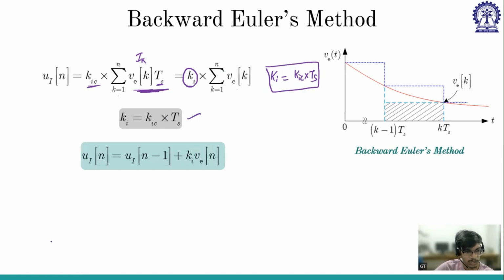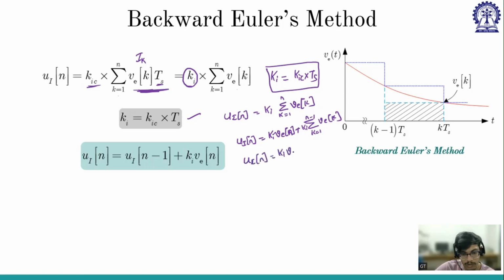Now let me do something. Say UI of n is Ki into summation of k equals 1 to n of V of k, right? So what I will do, I will take one term outside. UI of n is equal to Ki into V of n plus summation of Ki into V of k from k equals 1 to n minus 1. So I have brought the V of n term outside. Now what will this become? This will become Ki into VE of n plus this entire term, which is UI of n minus 1. Do you agree? I have just taken the nth term outside and written it in iterative form. Yes, so this is this equation.